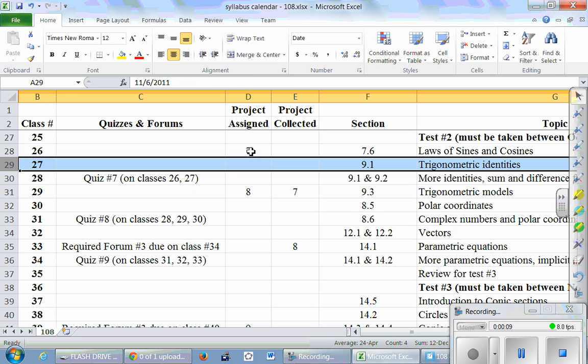Notice that project 7 was assigned last class, so it will be due a few classes from now, and also quiz number 7 is happening next class as well.